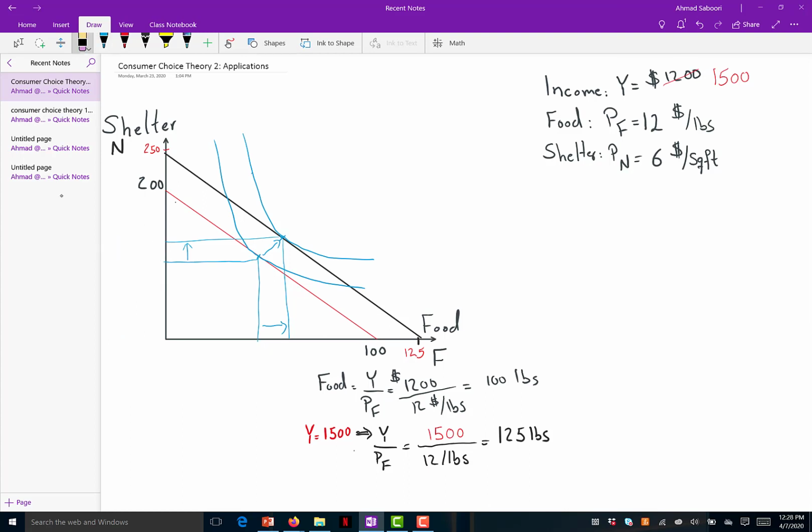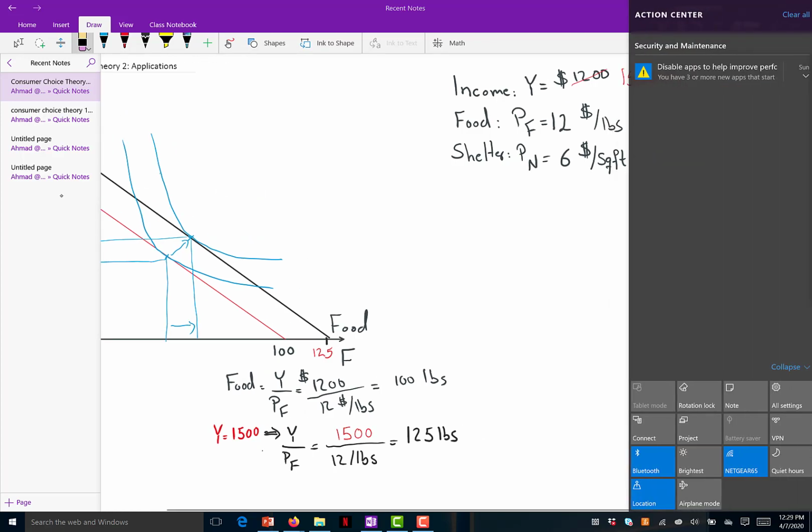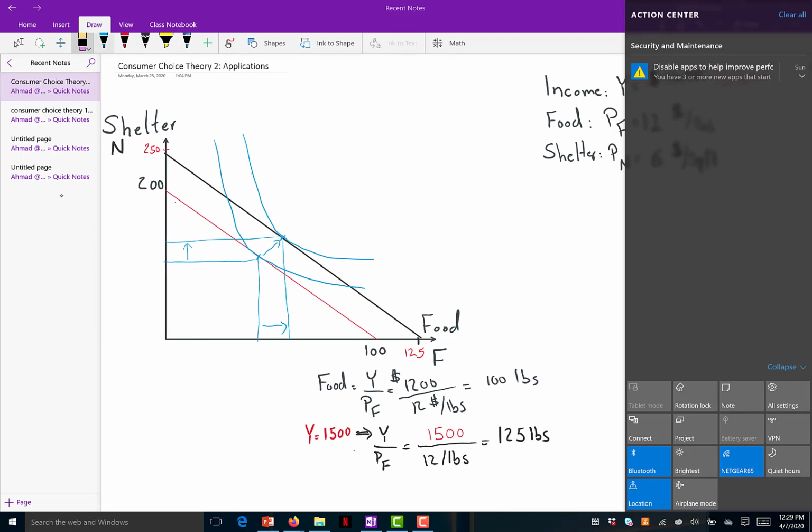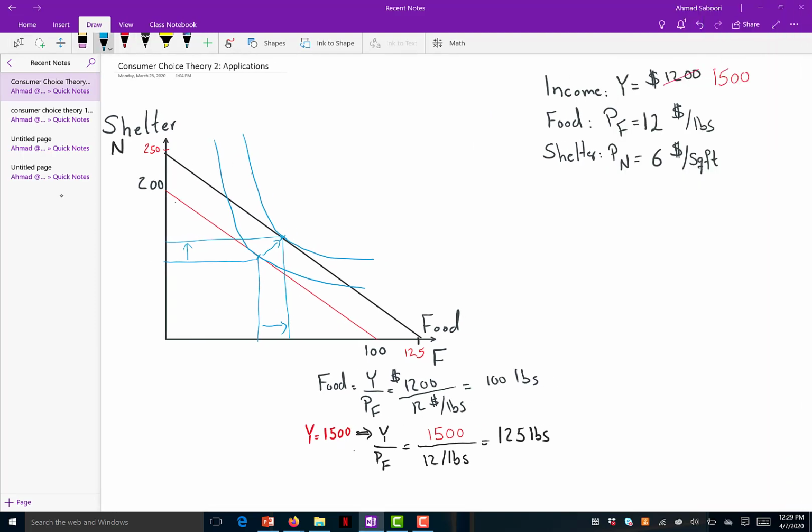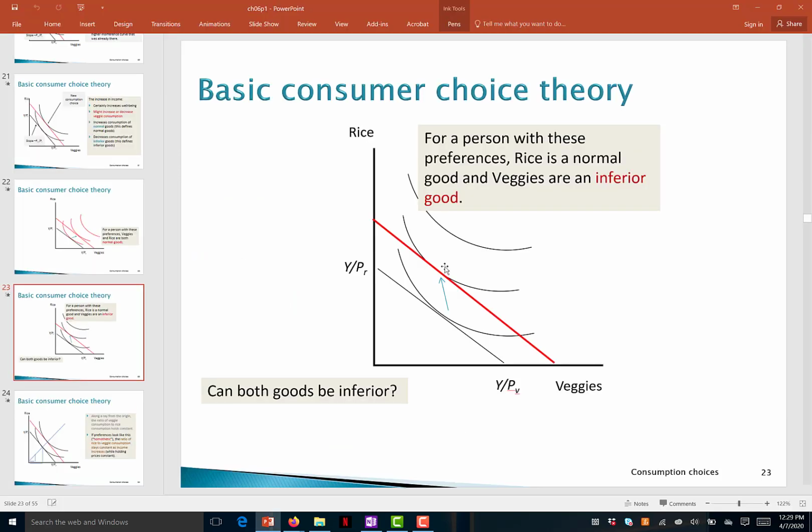Okay, so I cleaned up a little bit. Now we are consuming both more food and more shelter due to the increasing budget, which means that both food and shelter are normal goods, because with higher income we consume more of them. But of course that doesn't have to be always the case. Let's take a look into an example from the slides.